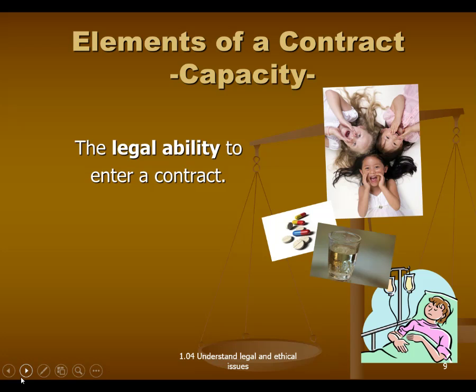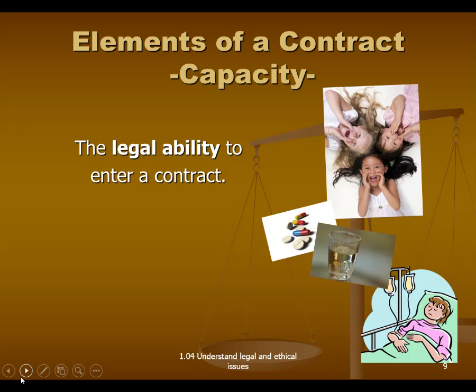So we've talked about the offer and the agreement, and now we're going to talk about the capacity of the contract. The capacity of the contract is the legal ability to enter into a contract. So to legally be able to enter into a contract, I have to be old enough. For some contracts, I have to be 18.